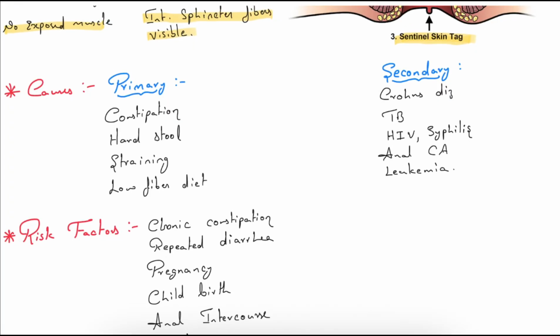Next we have some causes. The causes are divided into primary and secondary. In primary causes, we can see constipation, hard stool, straining, and low fiber diet. In secondary causes, we can see Crohn's disease, tuberculosis, HIV, syphilis, anal cancer, and leukemia. These are the main causes.